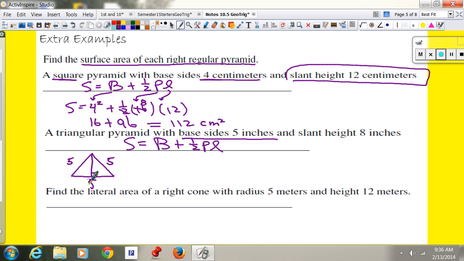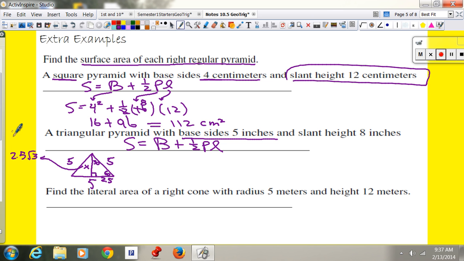It is a 30, 60, 90, because in an equilateral triangle, these would all be 60s, and we cut one of them in half. So we got a 30, we got a 60, we got a 90. The short leg is 2.5, because we cut the 5 in half. So what does the x, my height, have to be then? It's the short leg times radical 3, so it's 2.5 times radical 3. That's going to be my height.